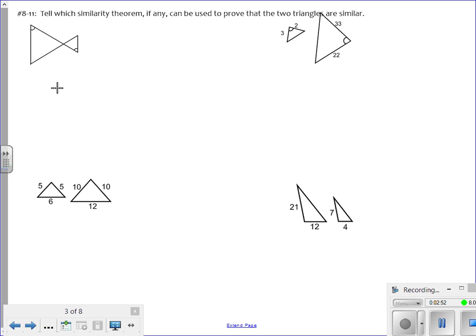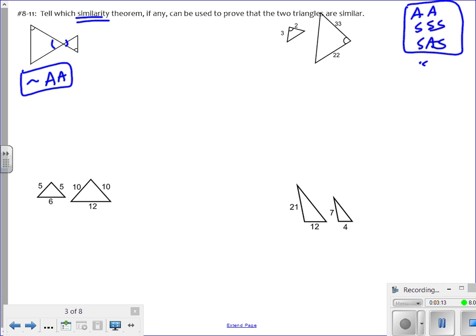The next problems tell which similarity theorem, if any, can be used to say that the triangles are similar. So here we've got one angle that's marked. We're also allowed to go ahead and put the vertical angles in there, which means this is similar by angle, angle, right? These is similarity. So similarity, you could do angle, angle, side, side, side, or side, angle, side. Those are your three options. Remember the sides, you have to check for proportions. Alright, so sides are proportional, angles are congruent.